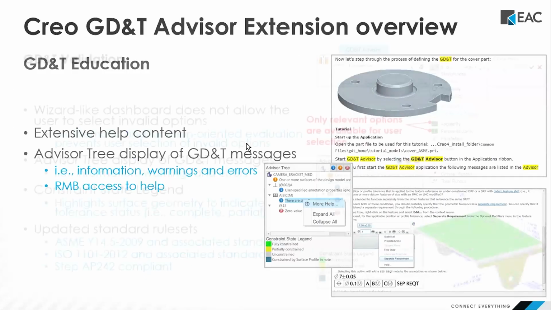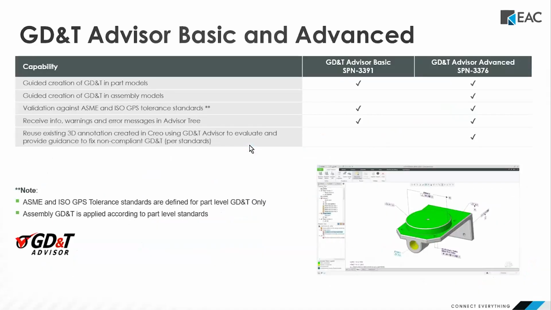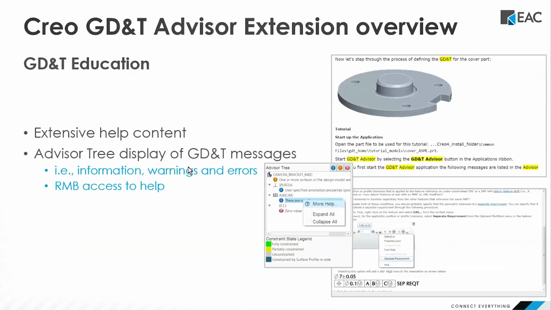There's also extensive help. And the help will give us information. As I mentioned before, we can right-click or double-click on information in the advisor tree, and it will bring us information exactly, not only what's wrong, but what we can do to fix that. And we'll see that in the demonstration.